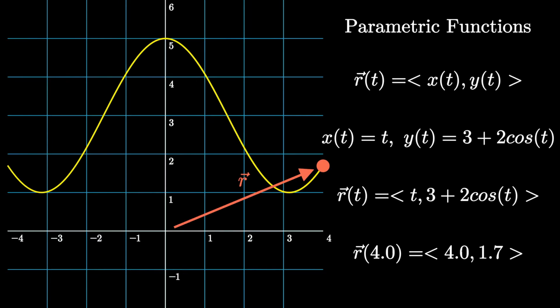This is the main use of parametric functions, being able to change one variable, one input, and affect two variables or two outputs, in this case x of t and y of t.